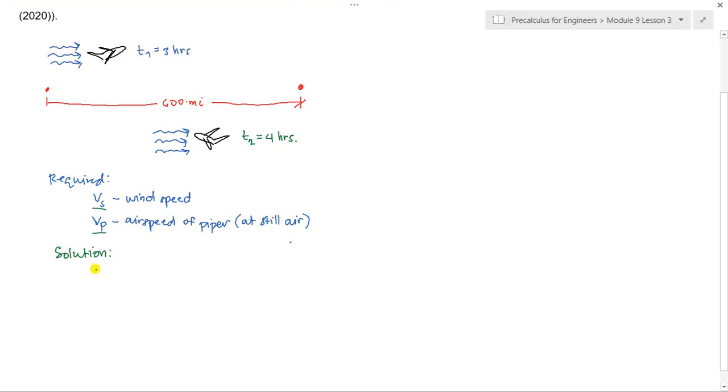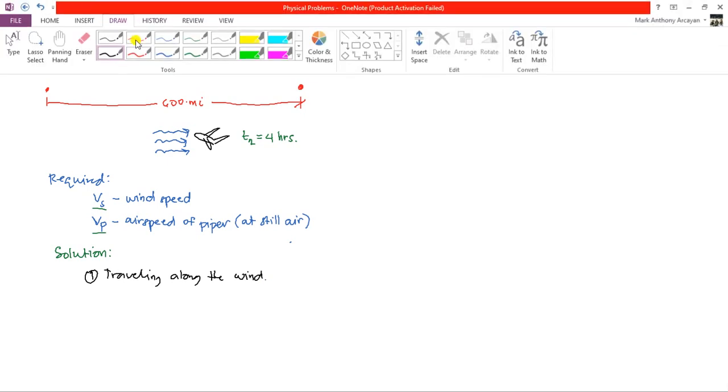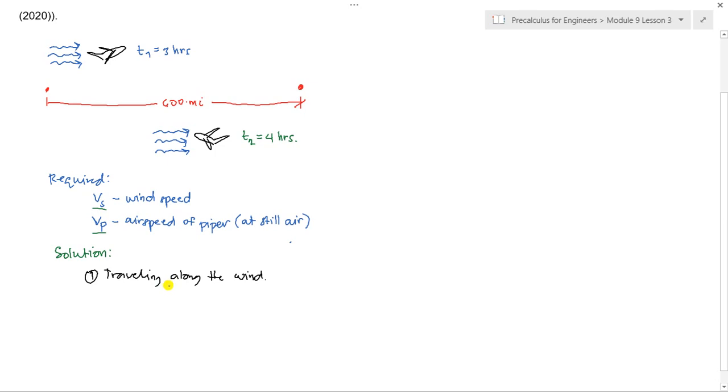Here we put: traveling along the wind. So what is the total speed of the Piper aircraft when it travels along the wind? Do you have an idea? What is the relation of their velocities, since it's along the wind?